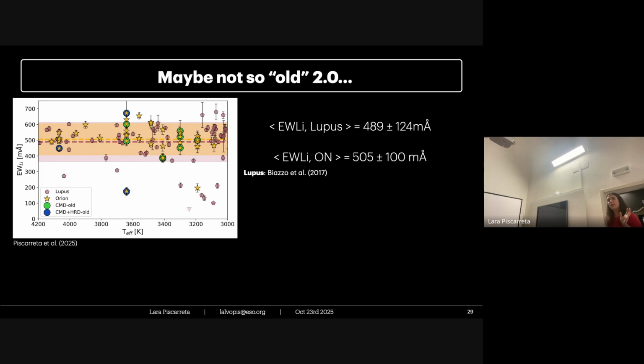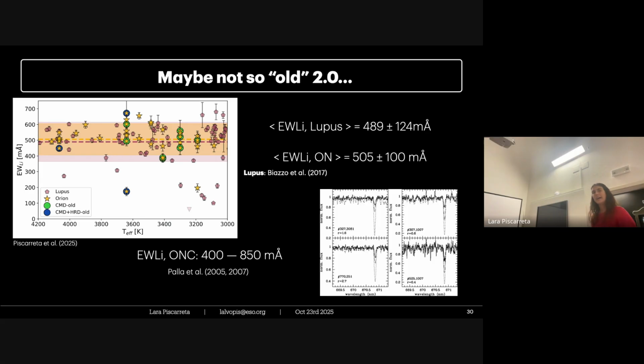And this is because significant lithium depletion seems to only occur after 20 megayears, between 20 and 200. So at these very young ages, we don't expect significant depletion to the point of having accurate individual age estimates at this point. But we see that they are in agreement, which further corroborates the use of our sources. And also just to compare it further with the literature, there has been work done by Palla et al. in 2005 and 2007, also in the Orion Nebula Cluster, which also reported similar equivalent widths for the sources.